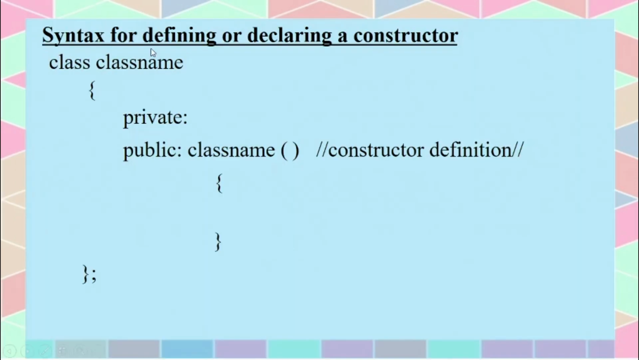Now let us see the syntax for defining or declaring a constructor member function. Already we know that the class name and constructor name will be the same. Class name, open flower bracket, private, and in the public section only we declare the constructor member function with the same name as the class name. The class name and these brackets represent that it's a function. Open flower bracket, close flower bracket, and close the class's flower bracket with a semicolon. This is how we declare the constructor member function.